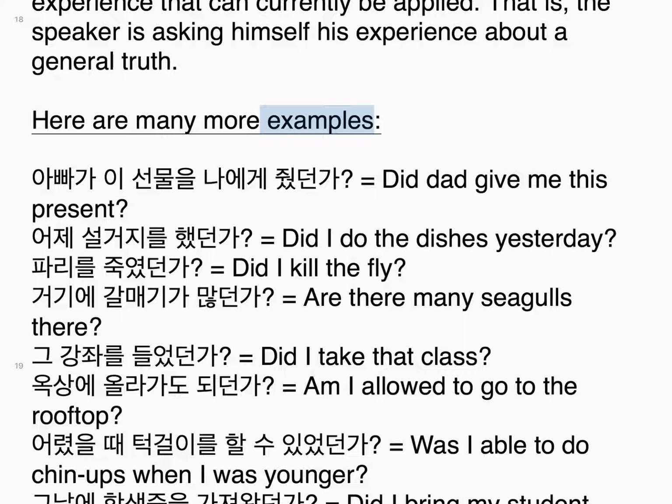Here are many more examples. 아빠가 이 선물을 나에게 주었던가, Did Dad give me this present? 어제 설거지를 했던가, Did I do the dishes yesterday? 파리를 죽였던가, Did I kill the fly? 거기에 갈매기가 많던가, Are there many seagulls there? 그 강좌를 들었던가, Did I take that class? 옥상에 올라가도 되던가, Am I allowed to go to the rooftop? 어렸을 때 턱걸이를 할 수 있었던가, Was I able to do chin-ups when I was younger?